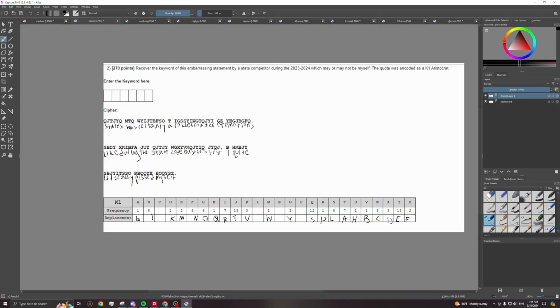Okay, so we have everything filled in here with the quote being, "States was certainly a roller coaster of emotions. Like during the state Codebusters test, I quite literally pissed myself." Well, don't ask me about that, but funny, cool, right?